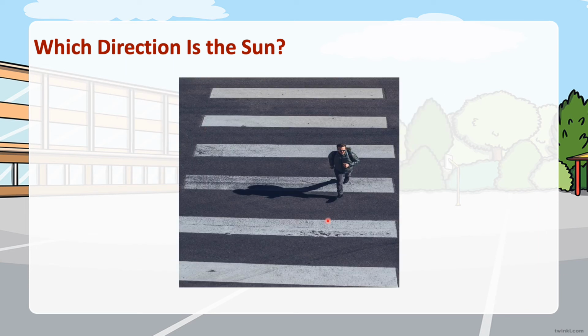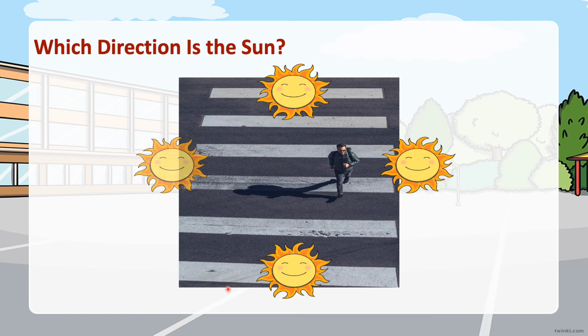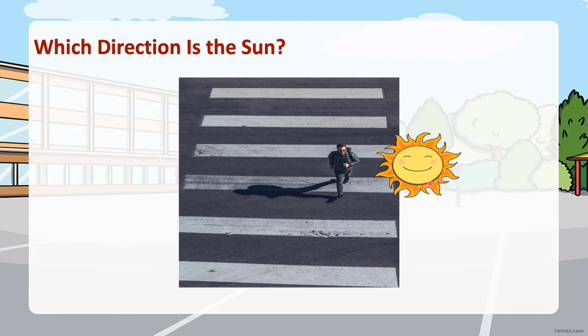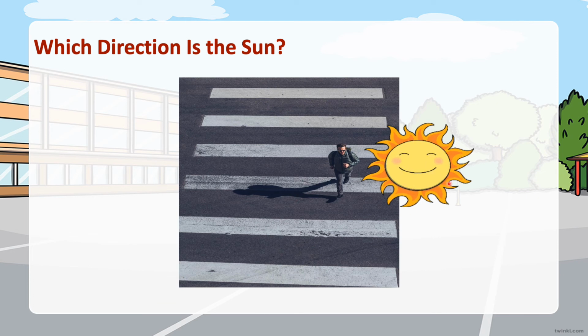Which direction is the sun? You can see the shadow of the man is being formed this side. So what do you think the direction of the sun is? Is it this side, this side, this side, or this side? The shadow is being formed this side. So the sun will be where? The opposite side of the shadow that is being formed. Okay.